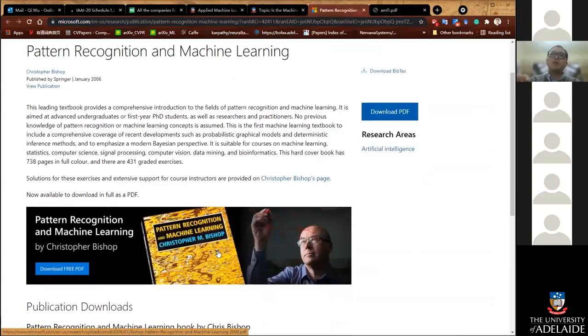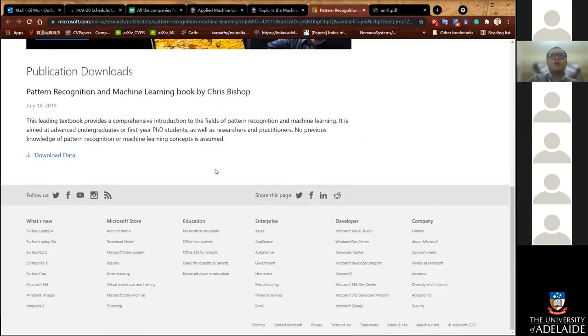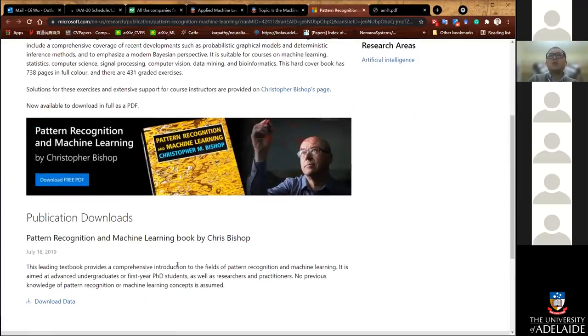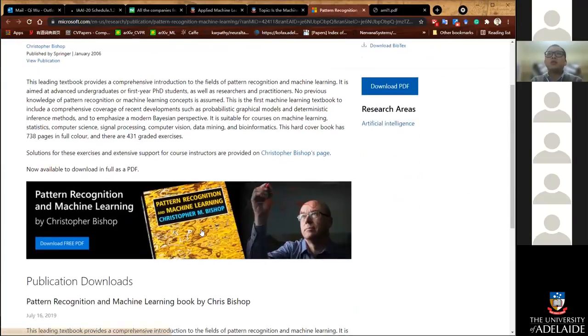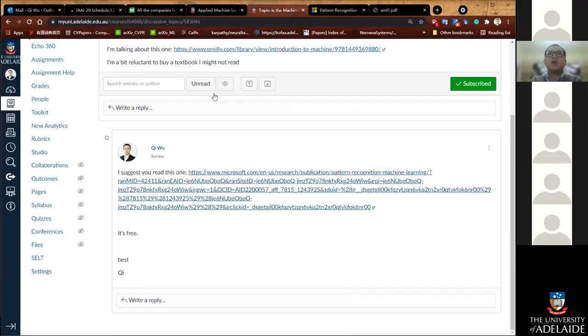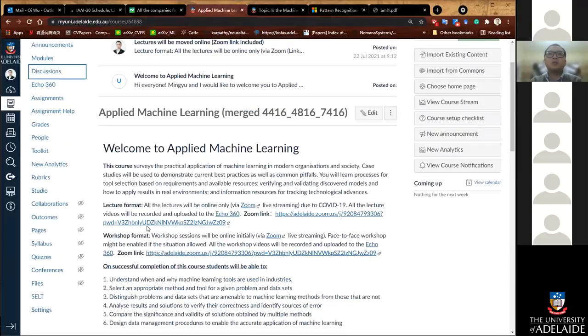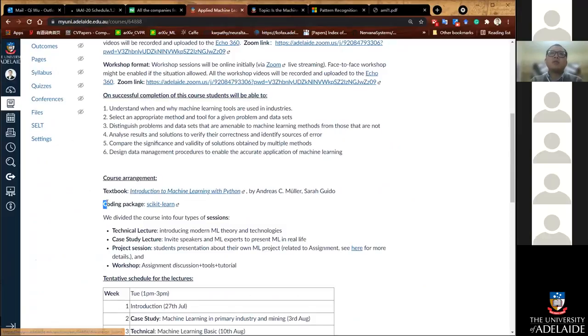This is a very famous machine learning book. Actually, I think it's a must-read machine learning book if you want to be a machine learning expert. You can download this book for free. This is a very good book. But in this book, I don't think it teaches you how to use a Python package to implement the algorithm. It's basically about the mathematical theory of different machine learning techniques. So that's a textbook.